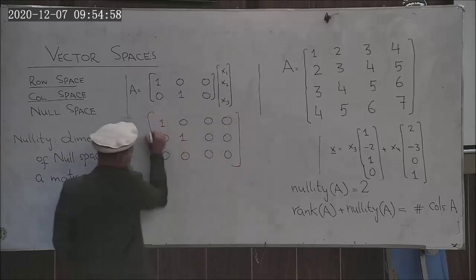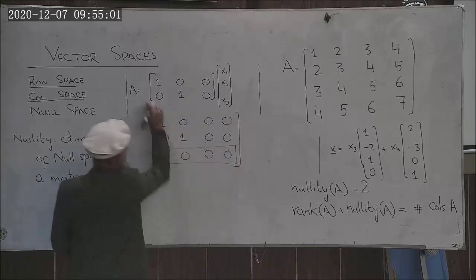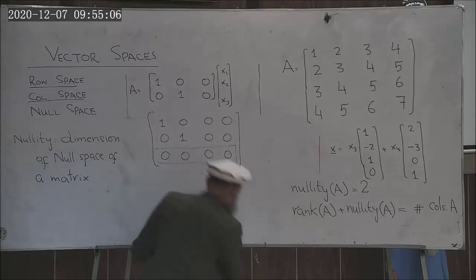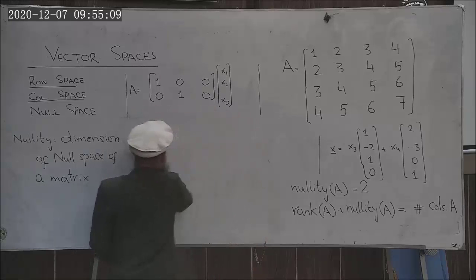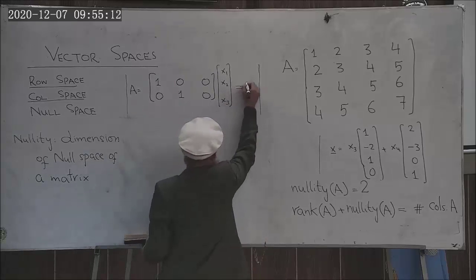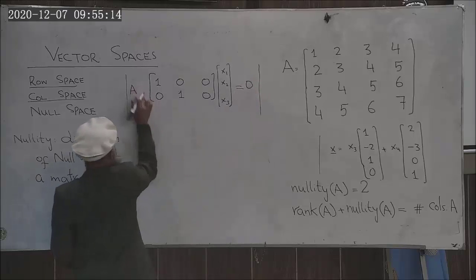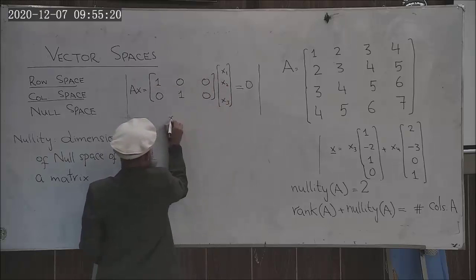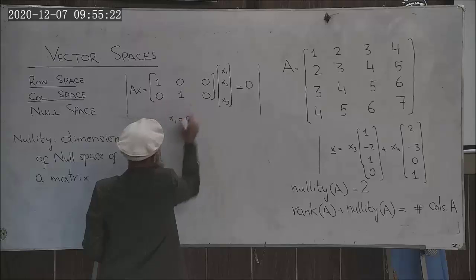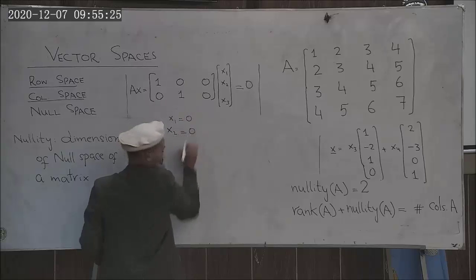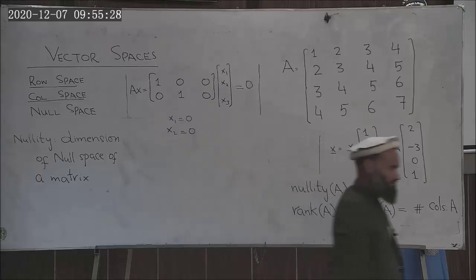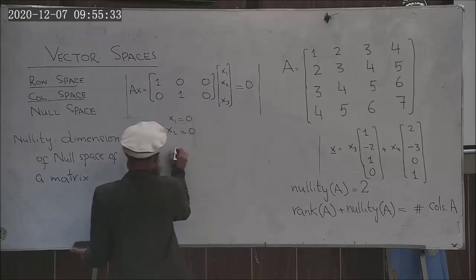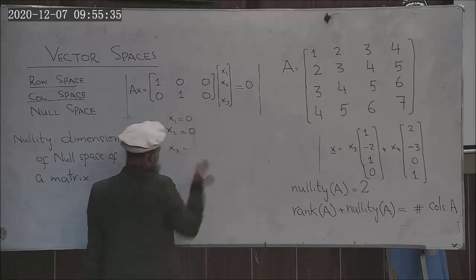This last equation was not there. I have just written it over here. If that is confusing, we can even omit it and solve it in another way. We want to solve this equation: A multiplied by x is equal to 0. So what is that? x1 equal to 0 and x2 equal to 0. And what is x3? x3 is arbitrary.